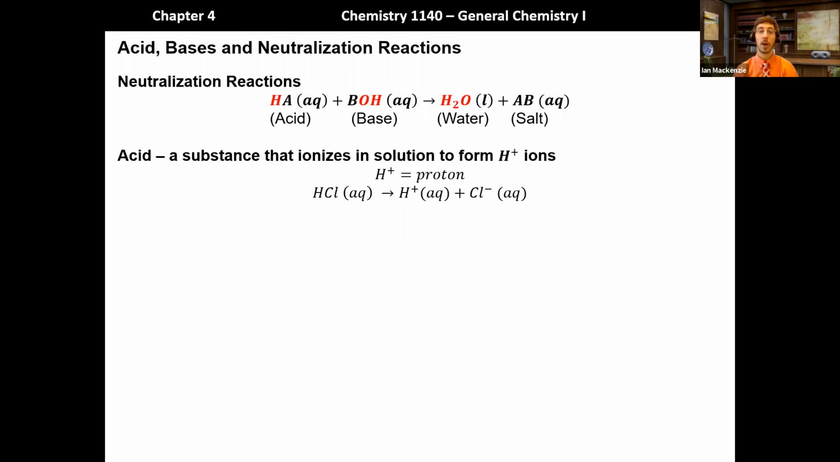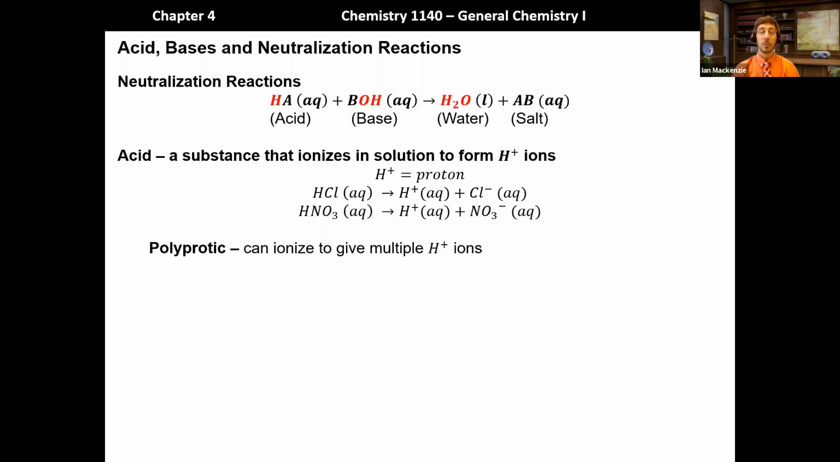Now, here are a few common examples of acids. HCl is probably the most common. It dissociates in solution to form the proton and the chloride ion. Nitric acid is also another very common strong acid. It also dissociates to give the H+ ion and the nitrate ion.